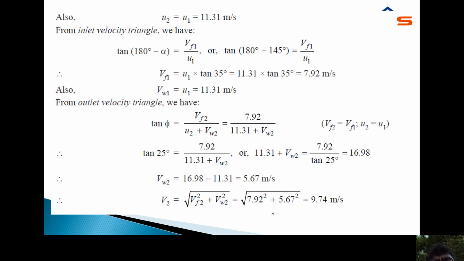7.92 meter per second. VF1 equal to U1 into tan 35, that equals the VF1 value. Next, therefore, VW1 equal to U1, that equals 11.31 meter per second.